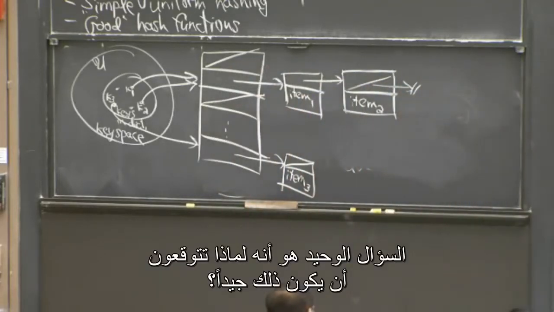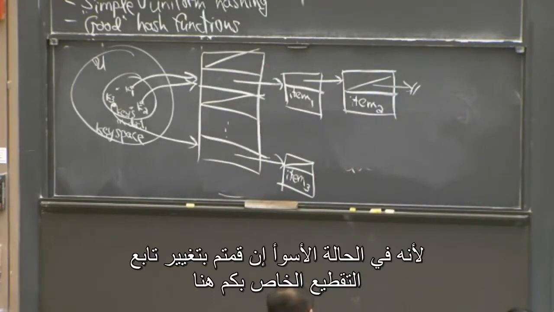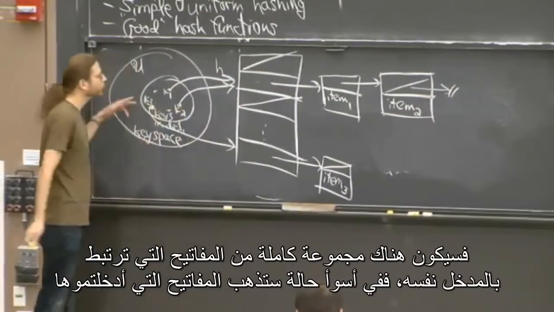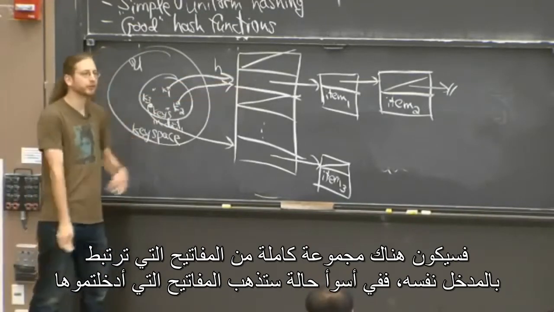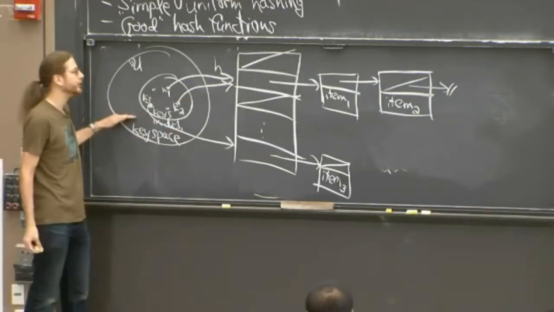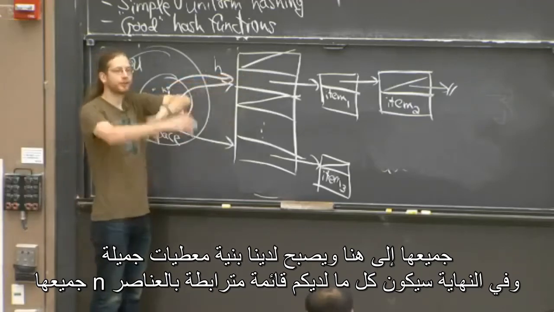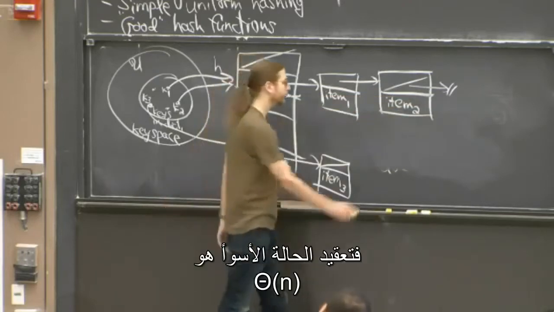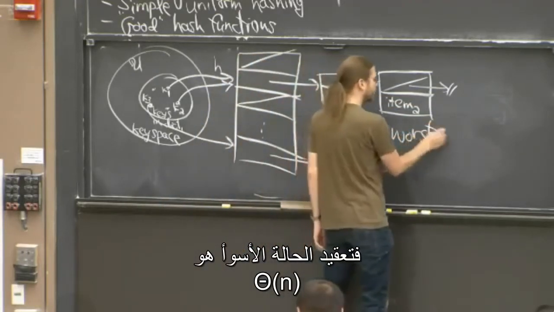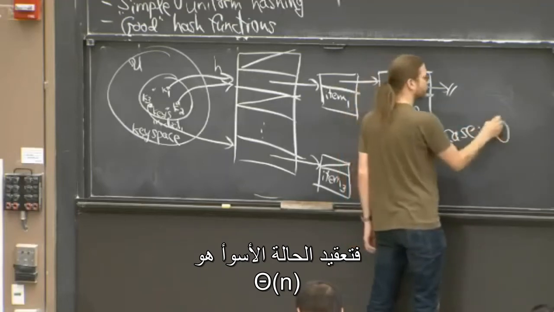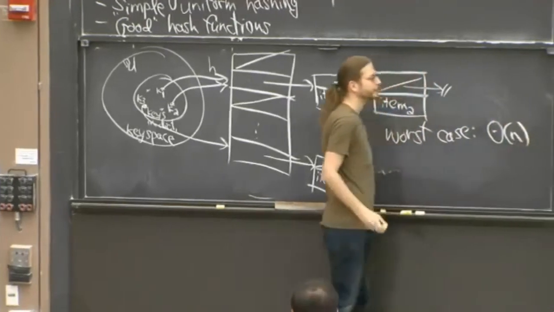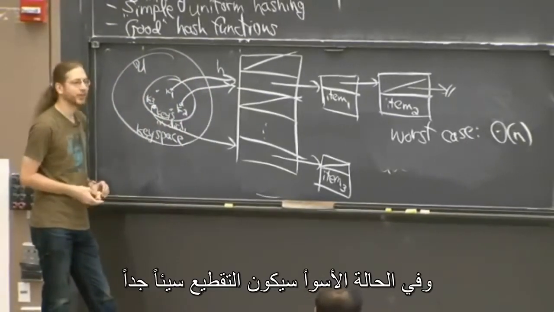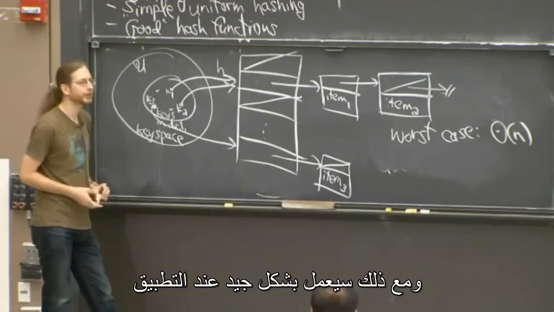The only question is, why would you expect it to be any good? Because in the worst case, if you fix your hash function here, h, there's going to be a whole bunch of keys that all map to the same slot. And so in the worst case, those are the keys that you insert. And they all go here. And then you have this fancy data structure. And in the end, all you have is a linked list of all n items. So the worst case is theta n. This is going to be true for any hashing scheme, actually. In the worst case, hashing sucks. Yet, in practice, it works really, really well.